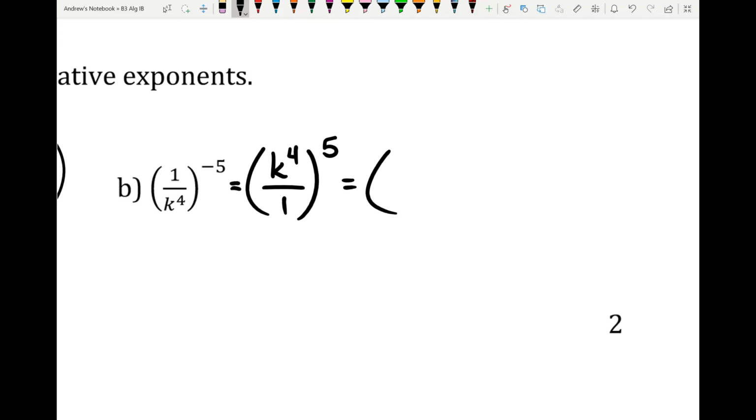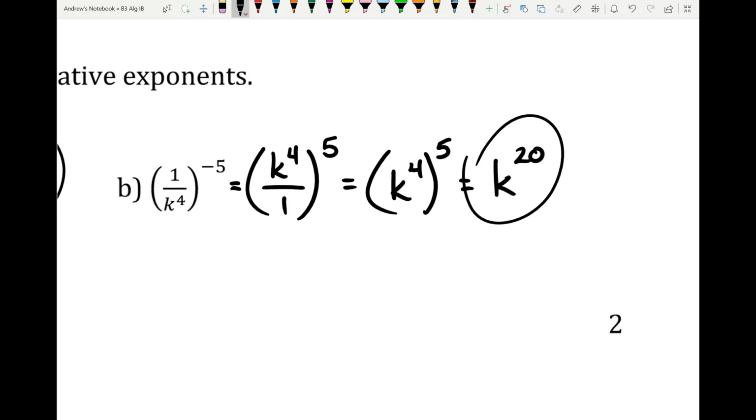After that, this is just k to the 4th on the inside of those parentheses, just like we talked about. We don't really need the divided by 1. And then using the properties we learned about earlier, on our last video lesson, 4 times 5 gives me 20, so k to the 20th is what we're going to get out of that.